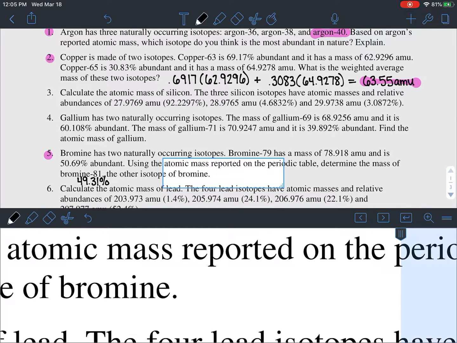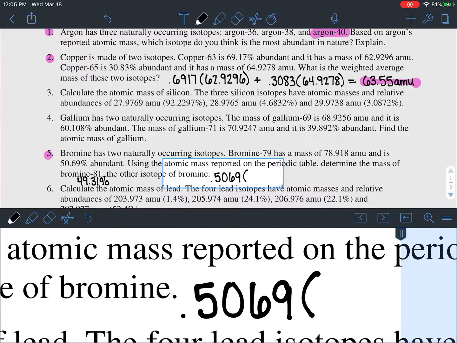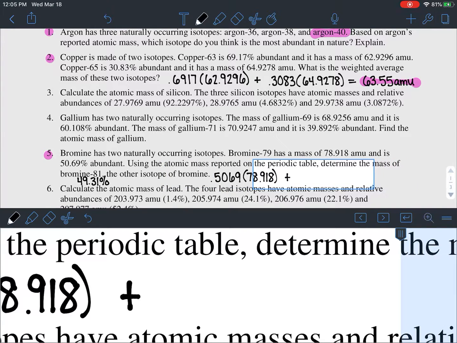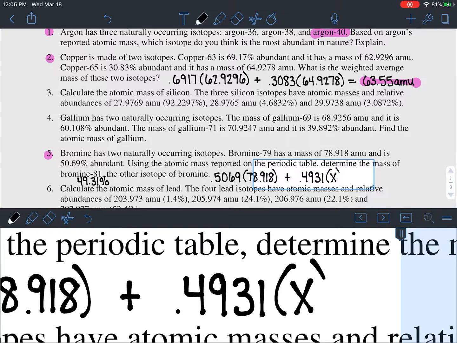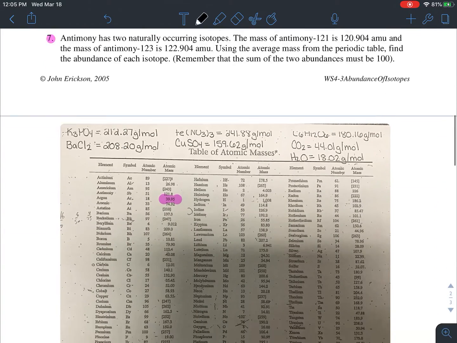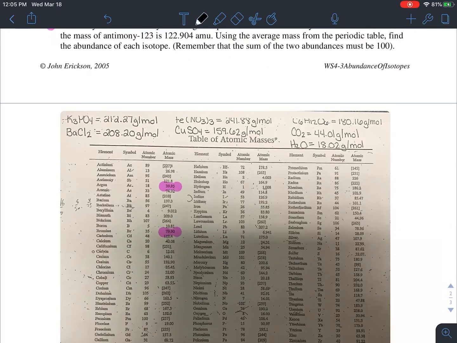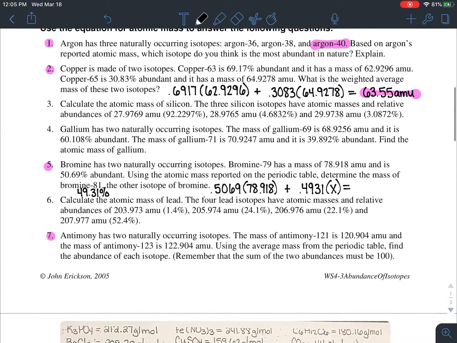We'll do 0.5069 times 78.918 plus the percent of 81, which is 0.4931, times X, and that's going to equal the atomic mass of bromine, which I should have grabbed when I looked at it before. So the atomic mass of bromine looks to be 79.90. Sorry for all this back and forth.